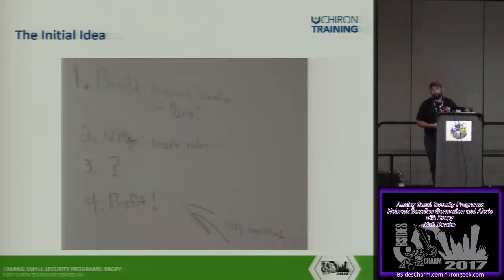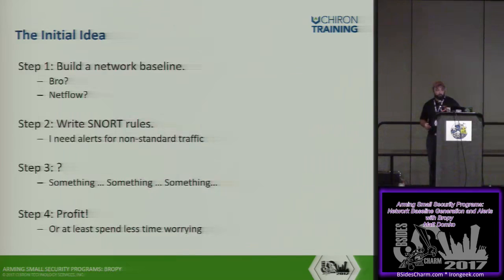What do we do? After I came up with that little tool to write my PPSMs, I thought, I got this. Here's what I can do to do anomaly-based alerts for super cheap, because we're the government, so we're super poor. So this was the initial idea: build a network baseline, write some rules in Snort that will alert when something happens that is not in my baseline. I didn't really know how exactly to do it, but that's what I was going to do.